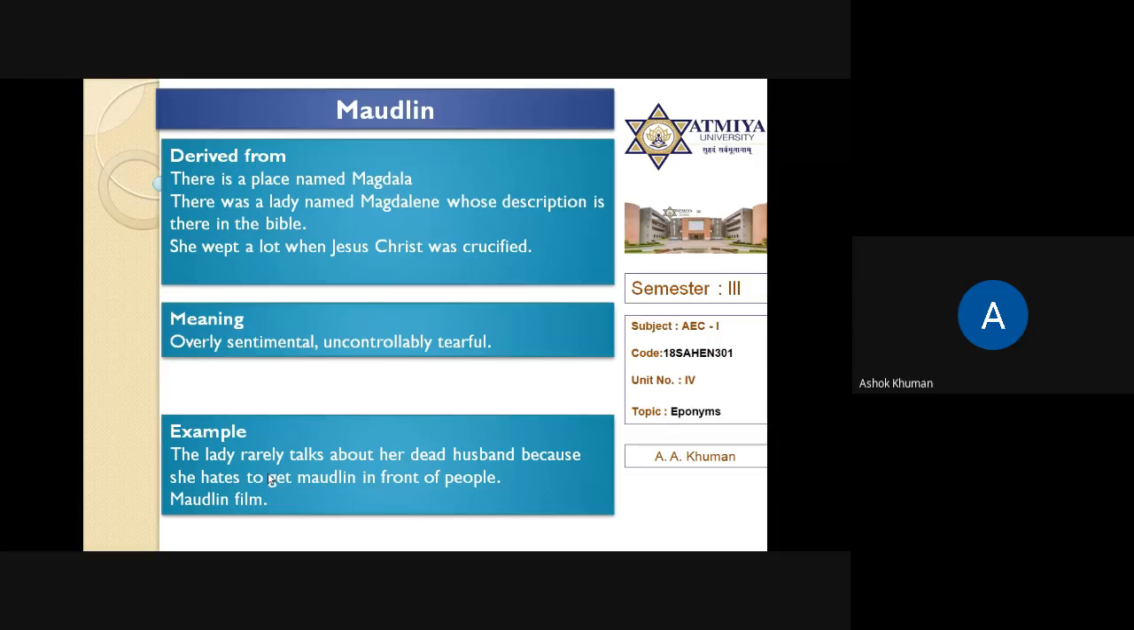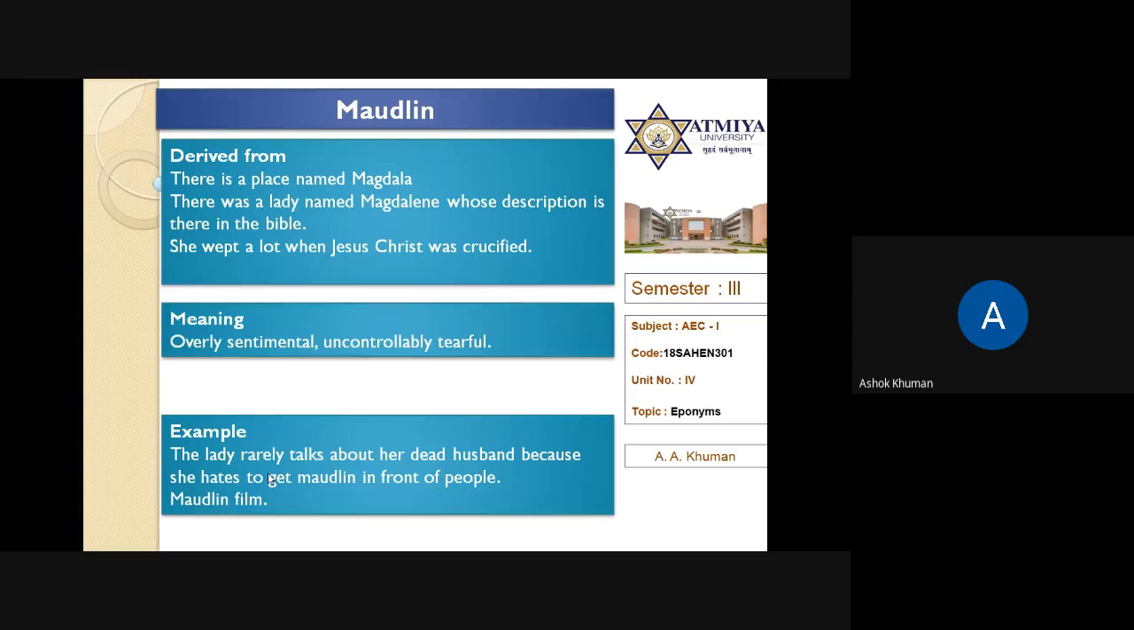So that is called over-sentimentalism. That you cannot control your emotions. You easily start weeping, start crying. Very good example, let's give one. A lady rarely talks about her dead husband.